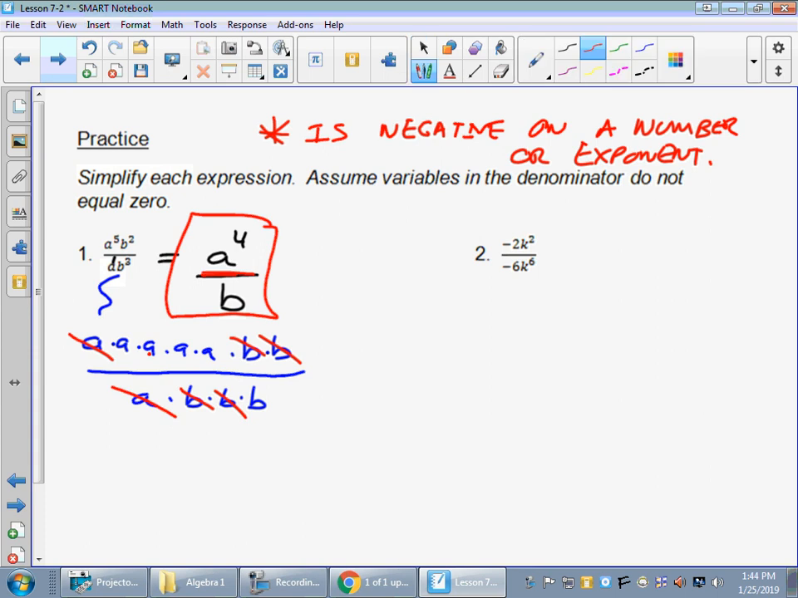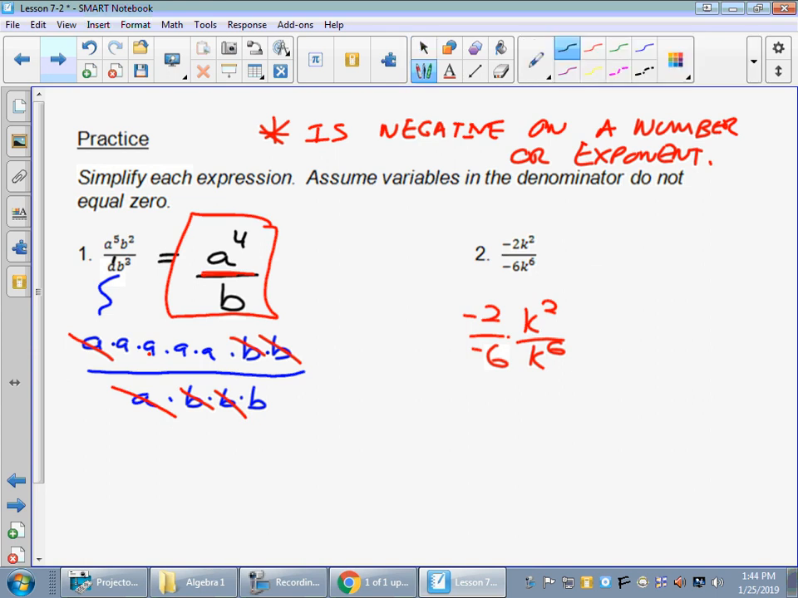We can separate this fraction and make it -2 over -6, which we know is going to reduce to 1/3, but we'll get to that in a second. And so now it's basically k squared over k to the 6th. So if we just separate them there, then we're in good shape. So now let's go ahead and use our shortcut and see if we can get the answer.